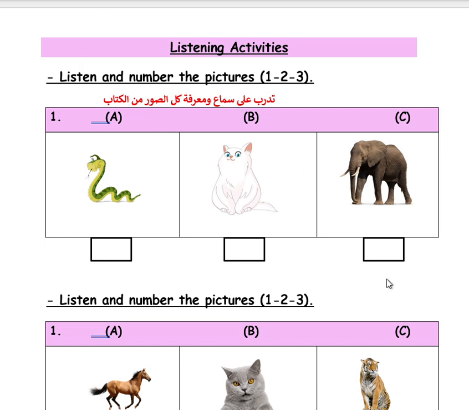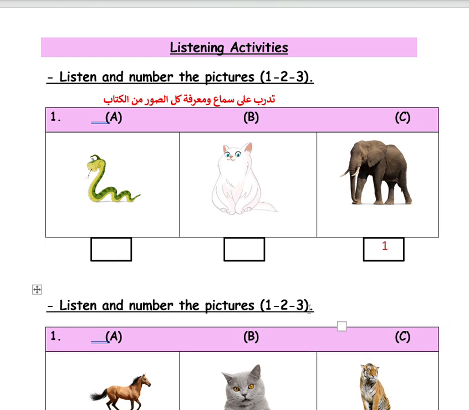1. So that means you have to write number 1. It is an elephant. So this is the elephant. We write here 1. 2. This is my cat. 3. It is a snake. So we write number 3. So 1, 2, 3.